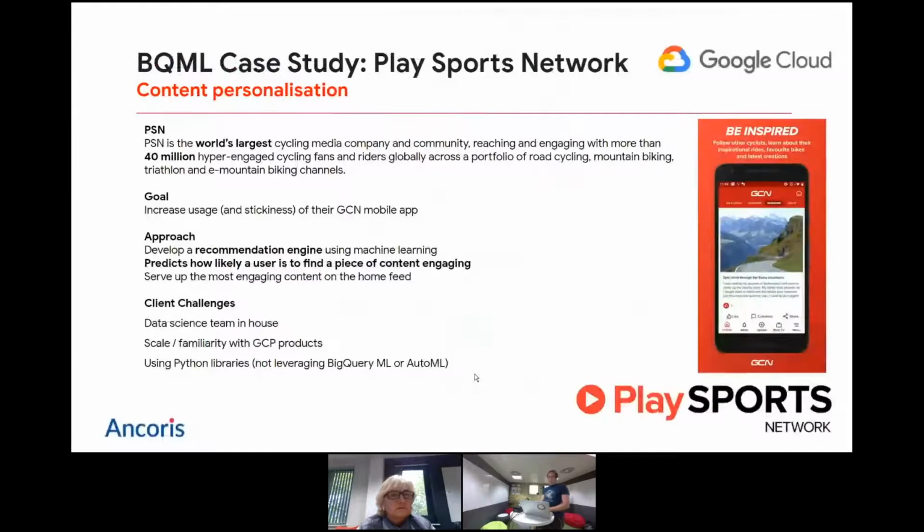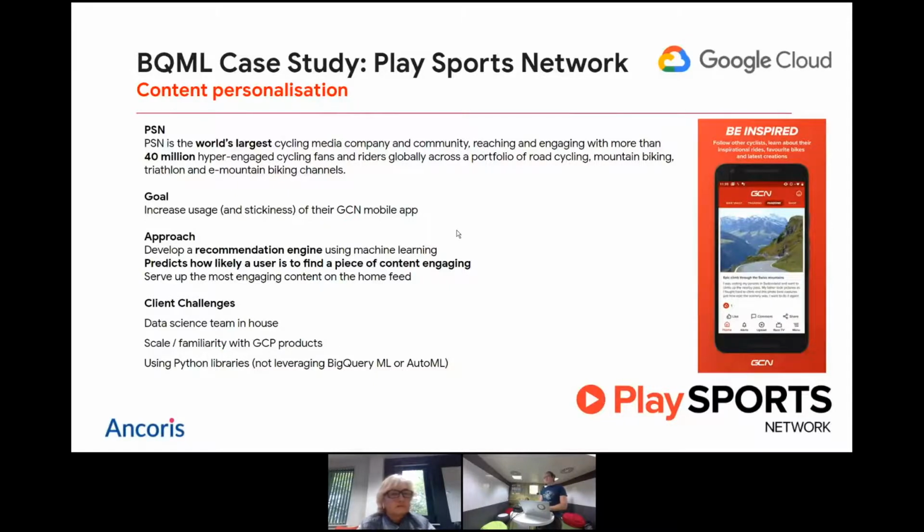And then finally on BigQuery ML, I wanted to touch on a case study just to show you how powerful it is. This is a project that we did last year, and we have a public case study on it if you want to go read it in more detail. Essentially, it was all around content personalization for a company called Play Sports Network. PSN, as they're known, are the world's largest cycling media company.